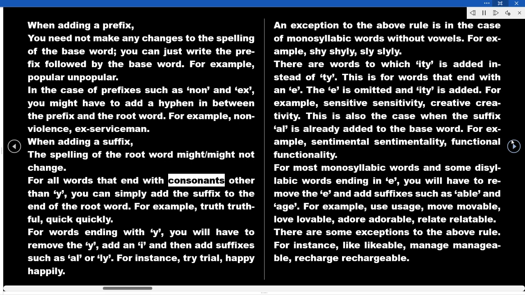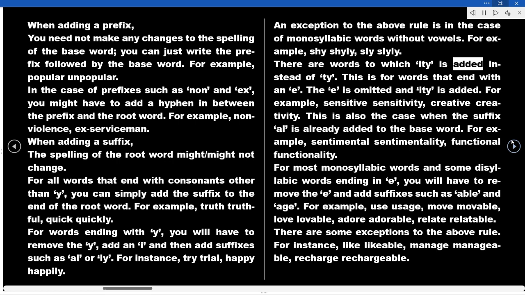For all words that end with consonants other than y, you can simply add the suffix to the end of the root word. For example, truth, truthful; quick, quickly. For words ending with y, you will have to remove the y, add an i and then add suffixes such as al or ly. For instance, try, trial; happy, happily. An exception to the above rule is in the case of monosyllabic words without vowels. For example, shy, shyly; sly, slyly.